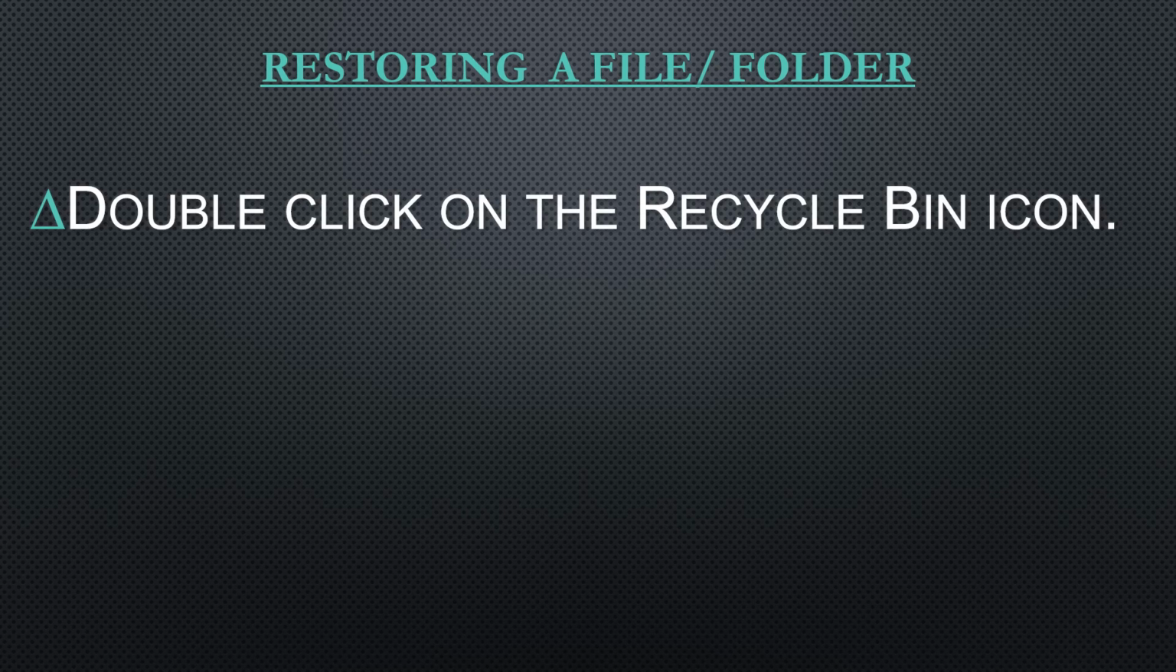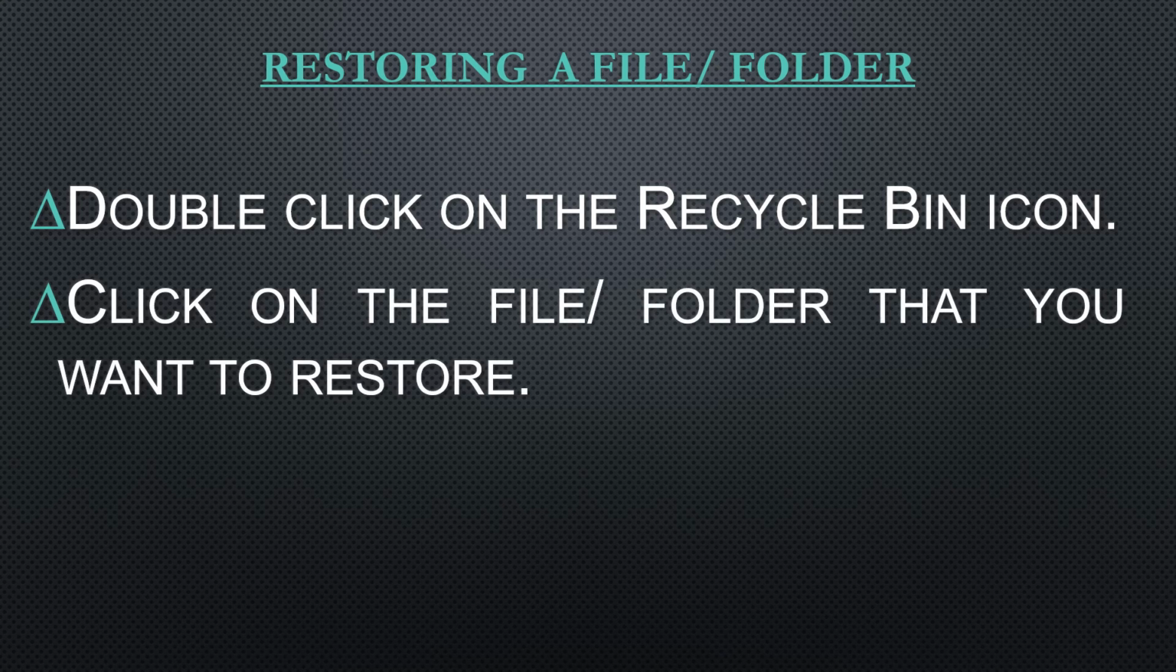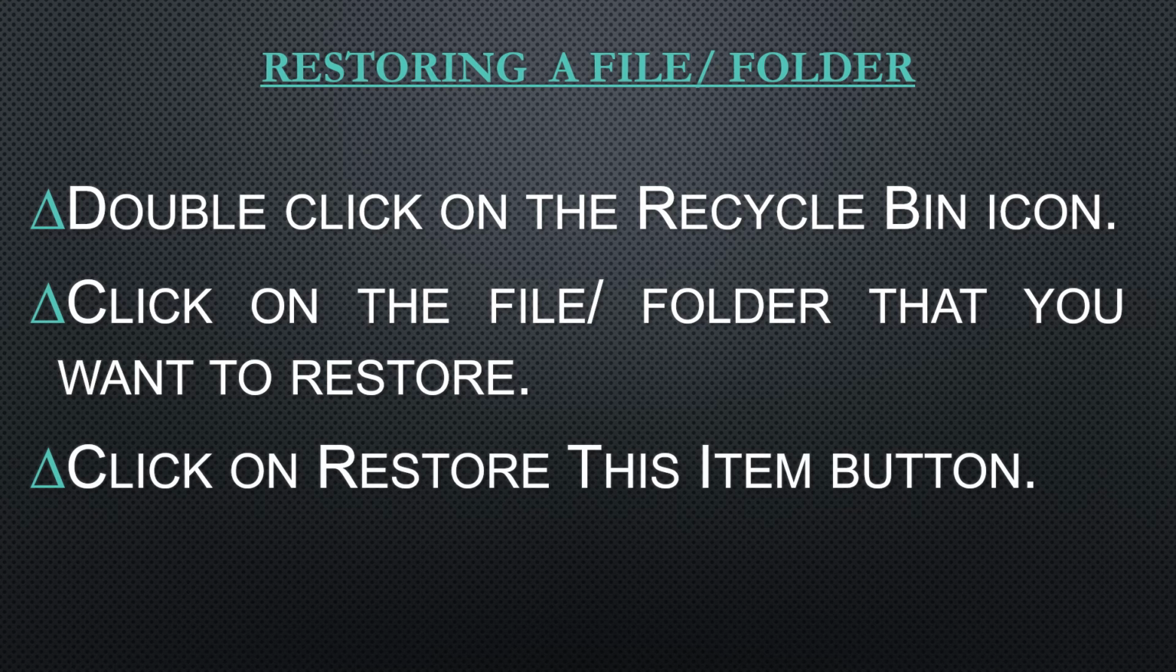First is you will double click on the recycle bin icon that is present on the desktop. When you double click on it, the contents of the recycle bin get displayed. Then click on the file or the folder that you want to restore. And in the third step, you will click on the Restore this item button on the toolbar. When you click on this button, the restored file or the folder goes back to its original location.